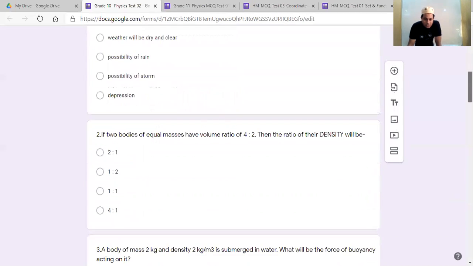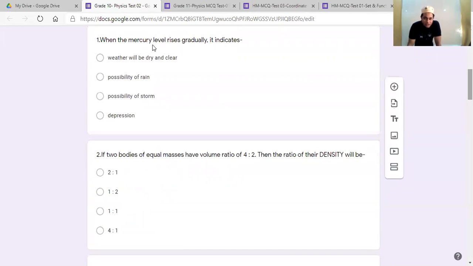So the first one, you can see, when the mercury level rises gradually, it indicates, okay, when the mercury level rises, we mean in a barometer. I should have particularly mentioned that I'm talking about a barometer. So in a barometer, when the mercury level rises, that means the pressure is increasing. And when the pressure is increasing, the weather will be good, okay, the weather will be dry and clear.